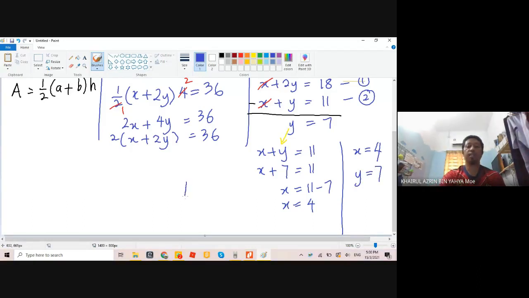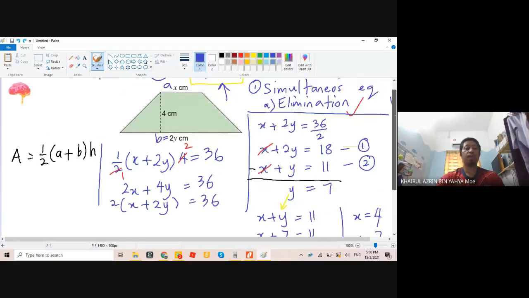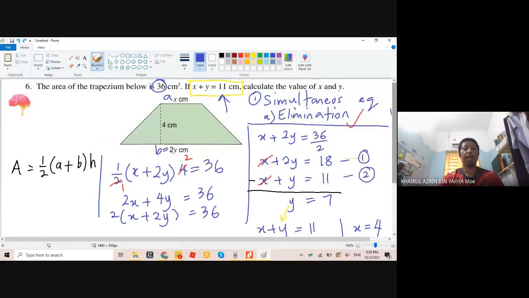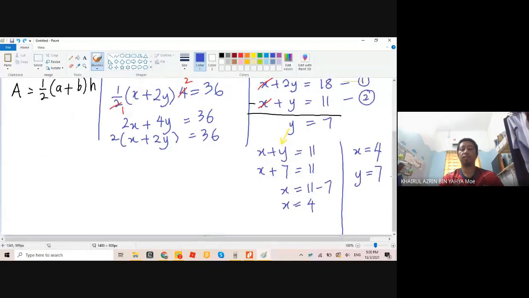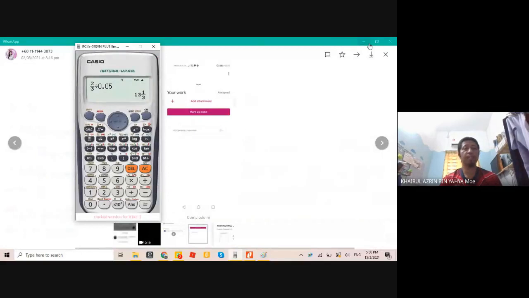So this is the answer for the last question, the question on the area of the trapezium. The answer is x equals 4, y equals 7. Okay, so we have finished our lesson today. Very fast.